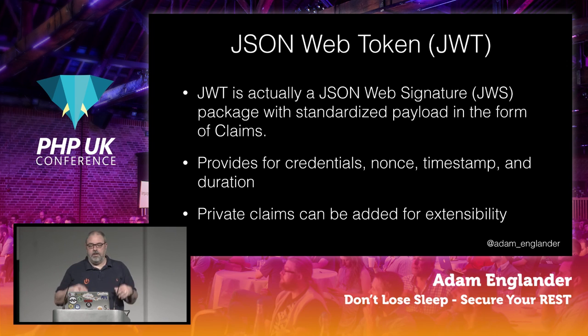So in a JSON web signature, we'll get into a little bit more. But the JWT provides credentials. There's an optional nonce that we use called the token ID. It provides timestamp information and duration for how long the request is valid. We were doing all of this manually internally: credentials, nonces, timestamps, and duration of the request.